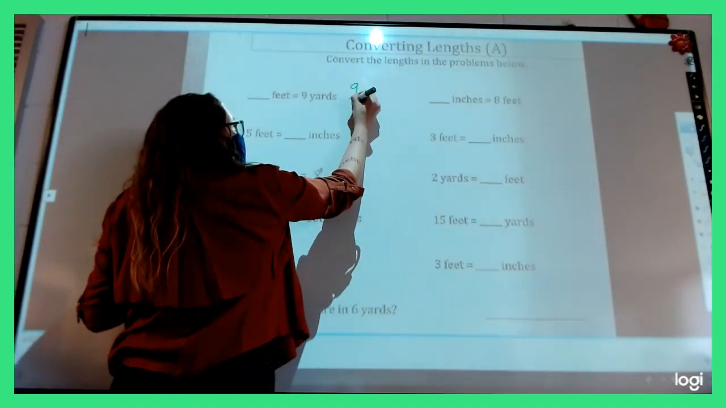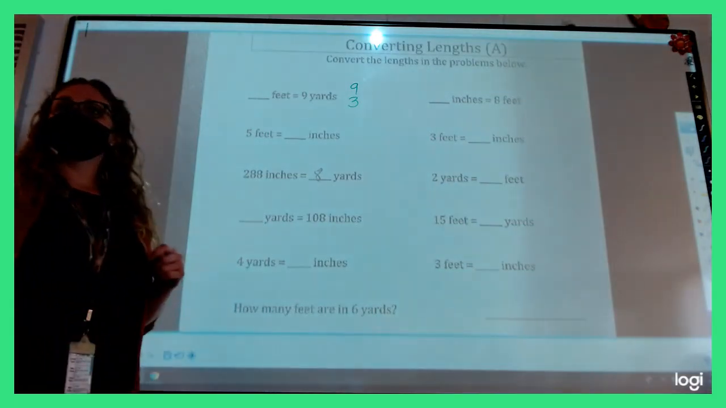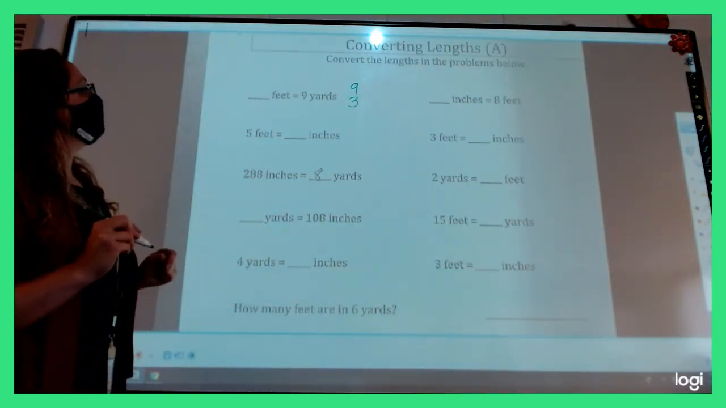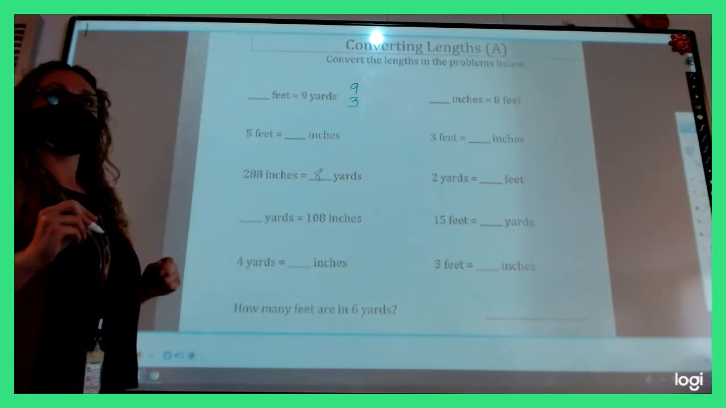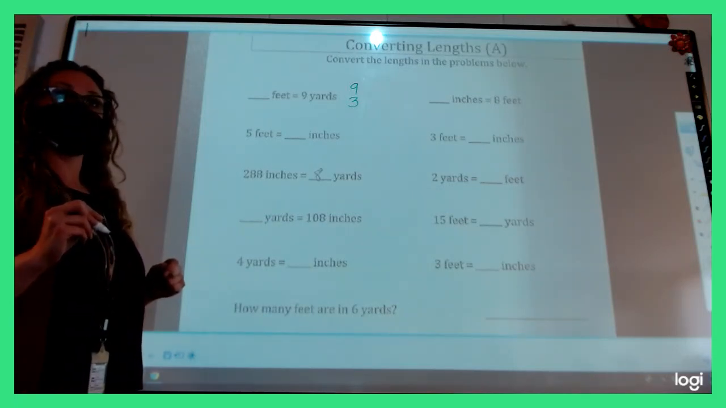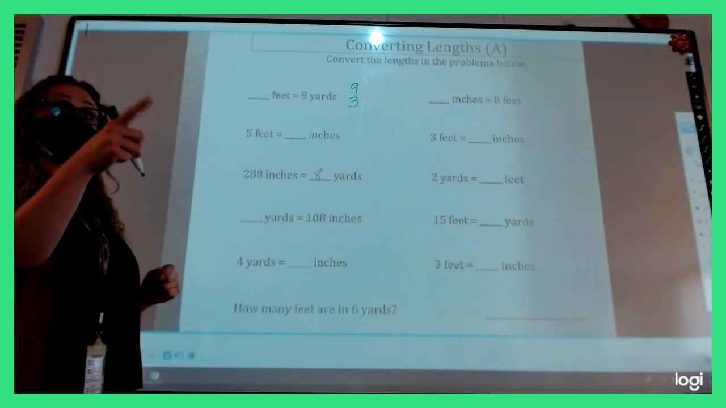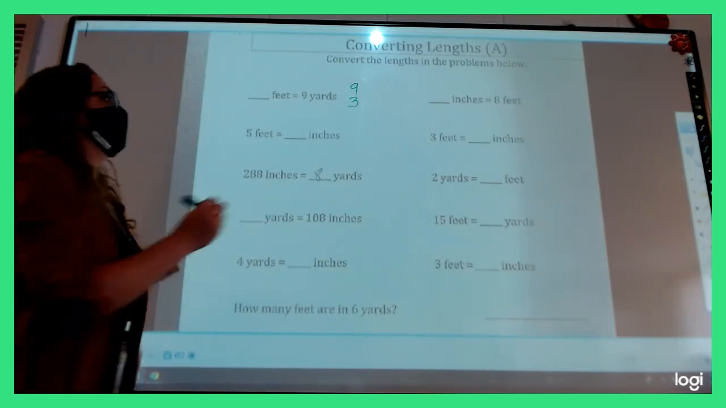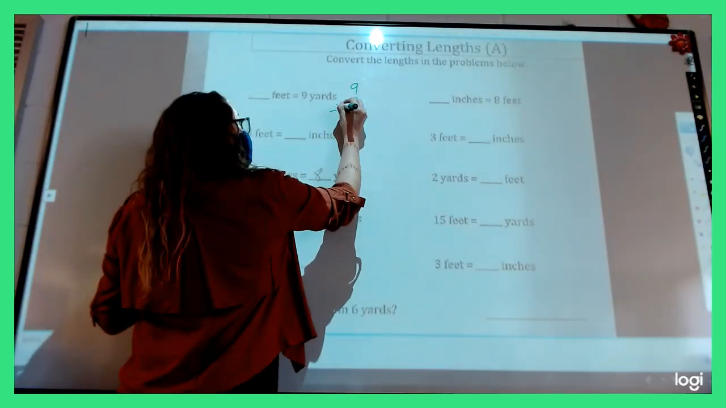Wait a minute, where did he get the 3? Why are we multiplying 9 by 3? Angie? Because 3 feet, wait. 3, I don't know how to say it, but... You were saying it right. 3 feet in what? 3 feet in 1 yard. You got it, okay? So 9 times 3.